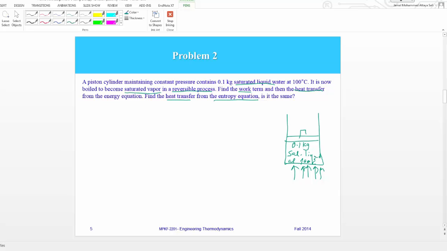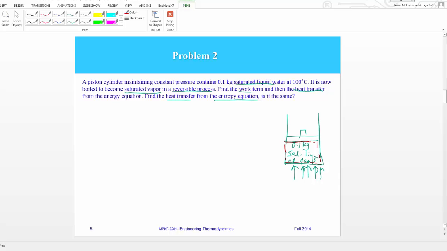So before we draw, I will first define my system. I say this is my system, so the water inside is my system. And of course we have some assumptions here, and the most important one is that we have a closed system here, so the mass is constant.